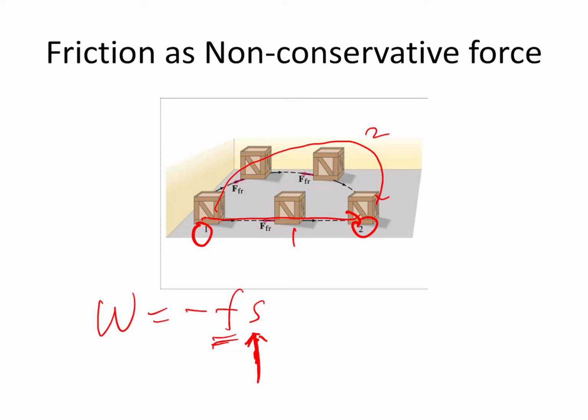So the work done by friction depends. It does depend on which path the box took. And this is why friction is a non-conservative force. Okay, let's stop here at part 1 and then we'll continue our discussion in part 2.